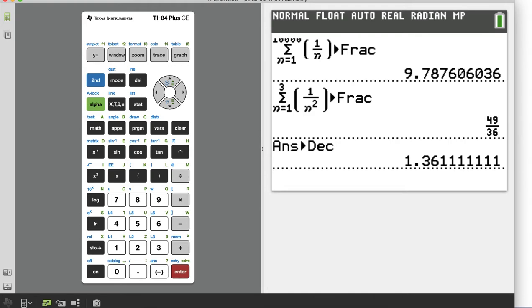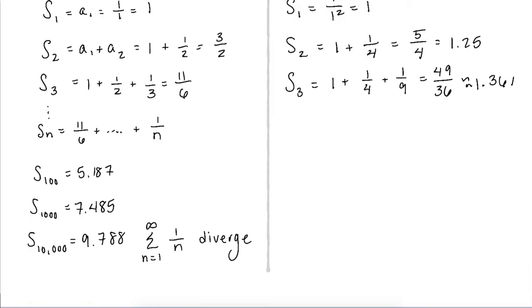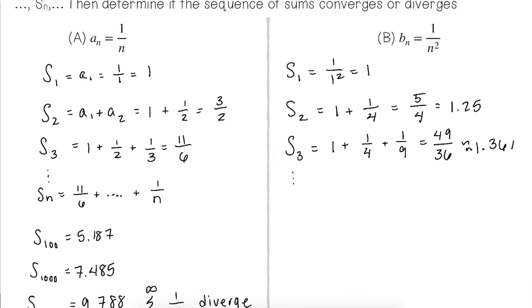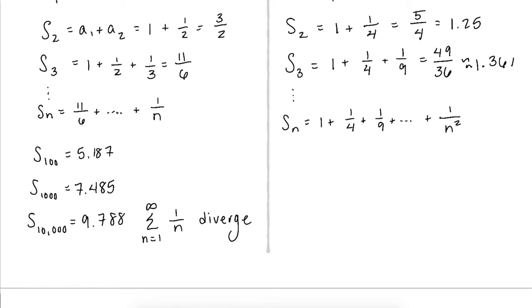It would help if you guys could see what I'm writing. We can see that now on the right-hand side of the screen. Right, so S sub n would equal 1 plus 1/4 plus 1/9 plus 1 over n squared. So again, we want to now determine if we think this is going to converge or diverge. So let's do the same thing.